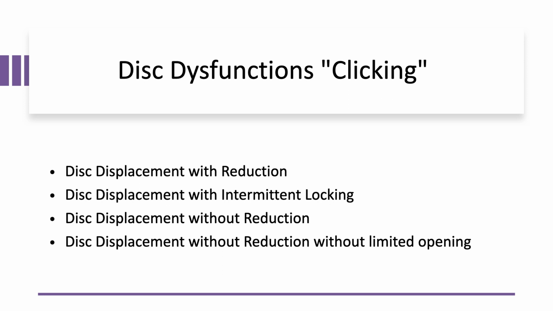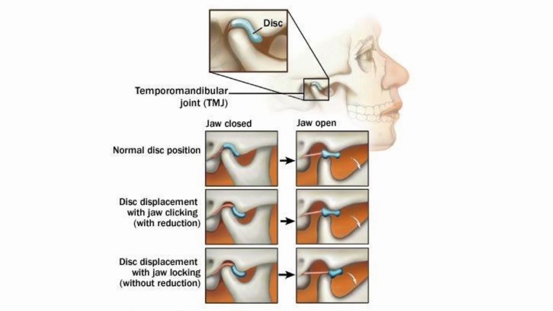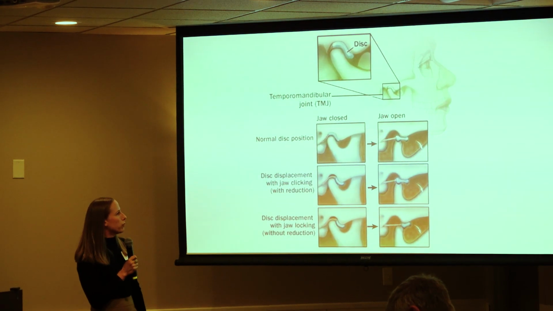And so I know that's all words. Let's look at it in pictures. And then also I've got, if it'll let me do it, a video I can pull up. Again, I know this is anatomy review, but hopefully it'll help tie into when you see those clinical presentations. So we've got the normal disc position, the first one. When you open, the disc just stays in between the bones the whole time, slides along, nothing clicks, everybody's happy. Then we've got one with reduction.